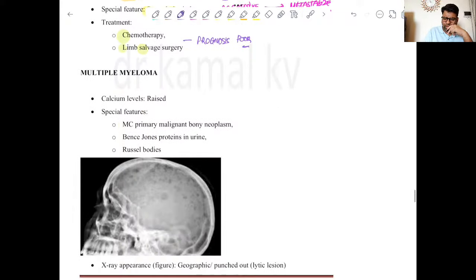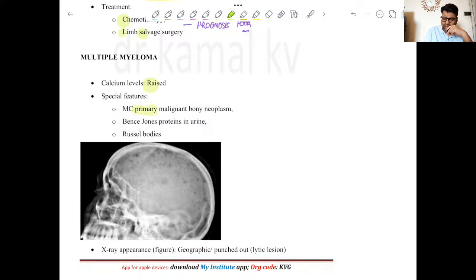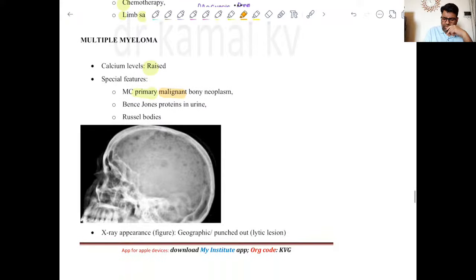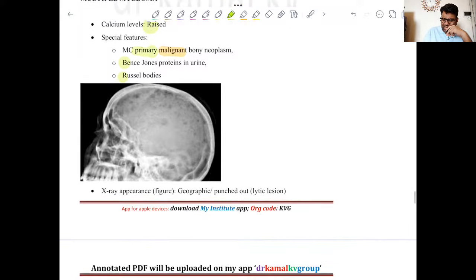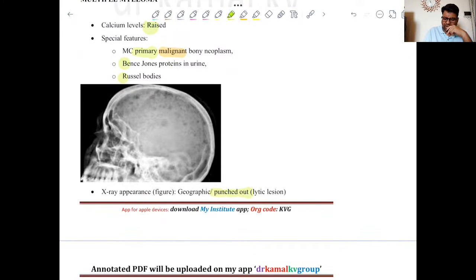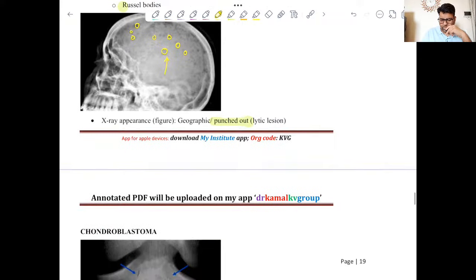Then multiple myeloma, calcium levels are high. Now this is the most common primary malignant bony tumor, right? We can see Bence-Jones proteins, Russell bodies in microscopy, and more characteristically we will see punched out lytic lesions on skull X-ray. So these black dots, whatever you are seeing, these are punched out osteolytic lesions. So the moment you see a skull X-ray with these punched out lesions, straight away go to multiple myeloma.